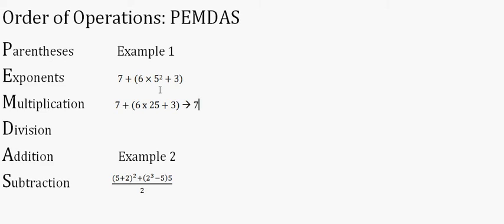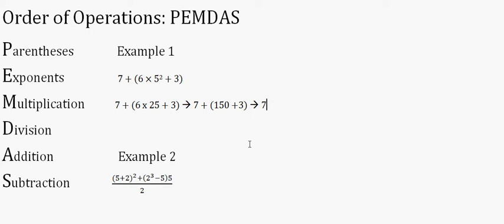We still have some parentheses, so we'll continue doing the operations inside. Inside we have multiplication and addition. Over here we see that multiplication comes before addition, so we're going to do that first. 6 times 25 is 150. Bring down the 3. And that's our next step.